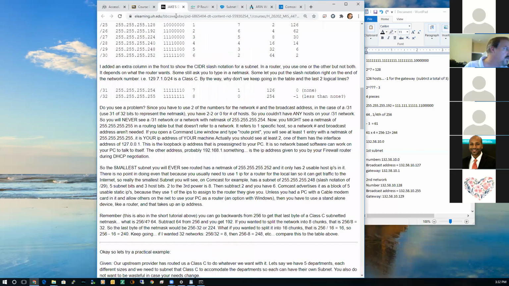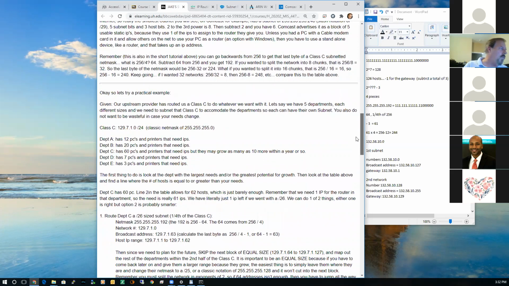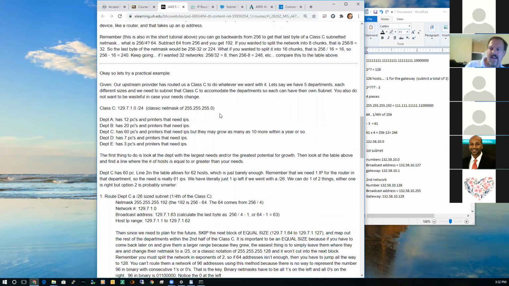So here's what I recommend that you do, because I want you to go ahead and get started on this now. You can do this little example here. I've got 5 different departments here. Each department has stated their needs to you, the network manager. They'll tell you we've got 12 PCs or 12 servers, 20 servers, 60 servers, 7 servers, 3 servers. Let's just say they're all servers, okay? Things that need some static IP addresses. It's your job to allocate the appropriate sized subnet for them.